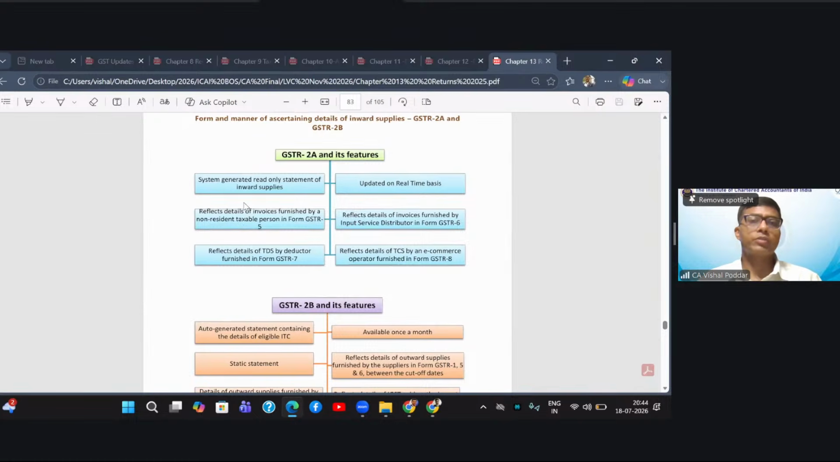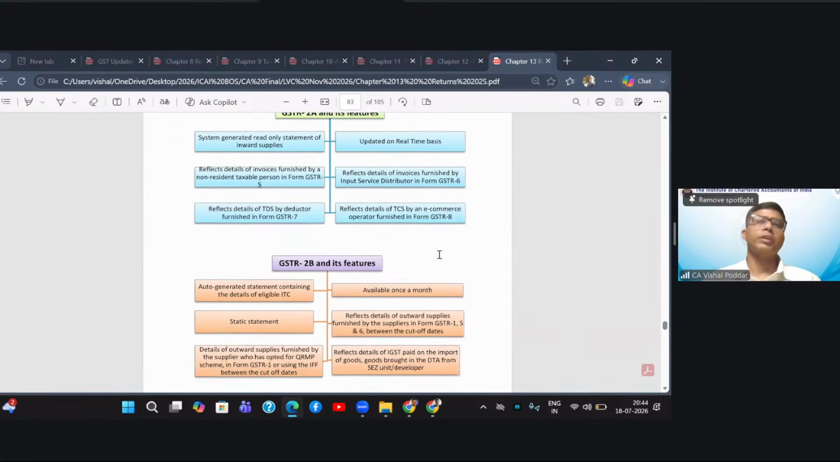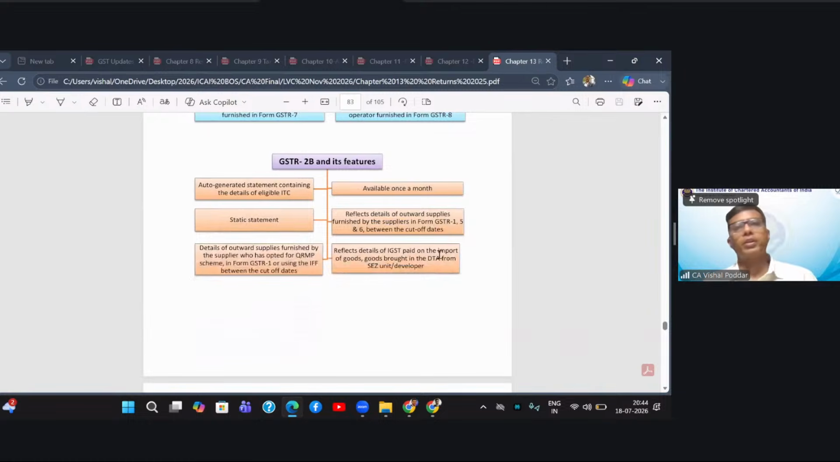It will reflect details of invoices furnished by NRTP person in Form GSTR 5. It will reflect details of invoices furnished by ISD in Form GSTR 6. It will reflect details of TDS by TDS deductor in Form GSTR 7 and also of TCS collected by the e-commerce operator in GSTR 8. What is 2B? 2B is also an auto-generated statement, but it is a locked statement. It is a static statement. So this is the main difference between 2A and 2B.